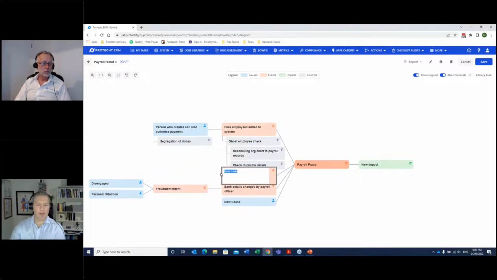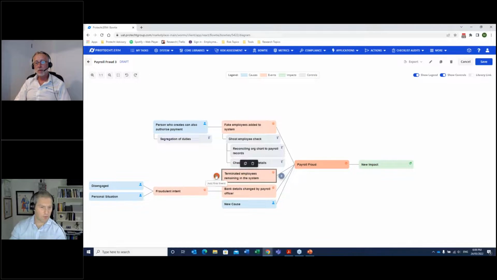I'm sure if you want to throw in anything at me, David, but terminated employees remaining in the system. So an employee gets terminated, but the payroll officer or whoever's responsible doesn't remove them. Once again, we could say that that's due to fraudulent intent, or all three of these really could be linked to fraudulent intent. I think we'll just get rid of that one.